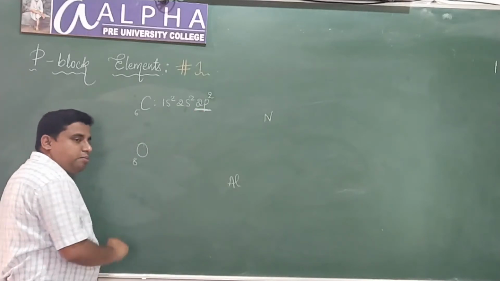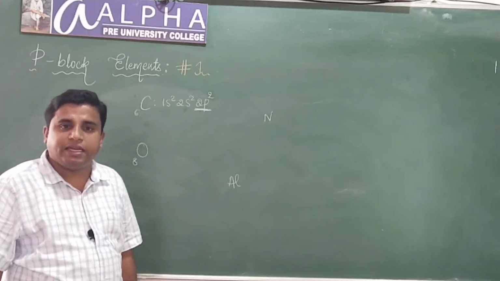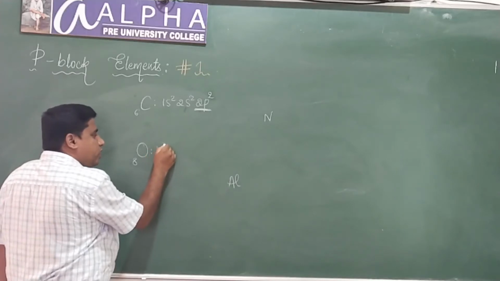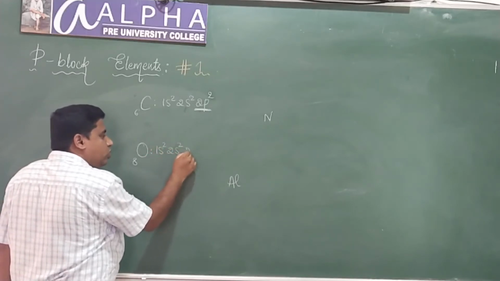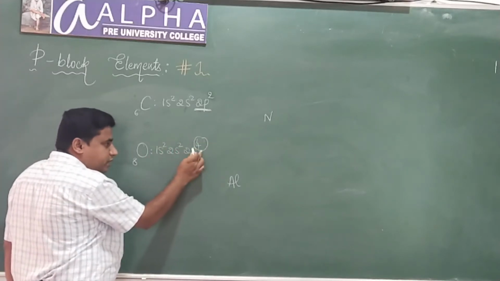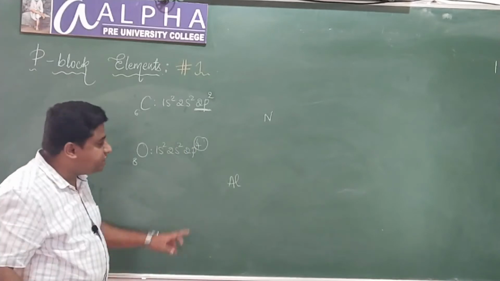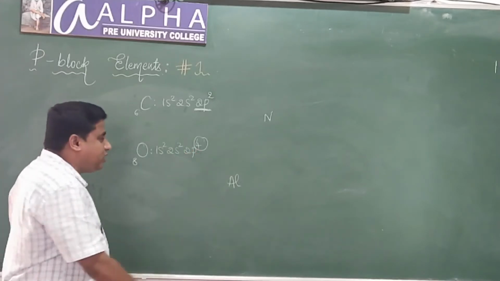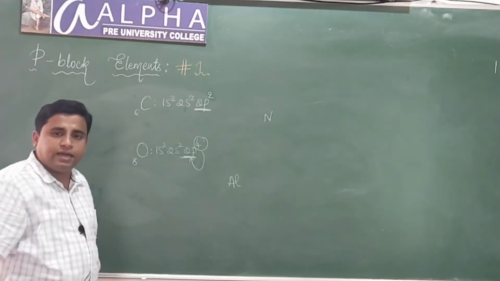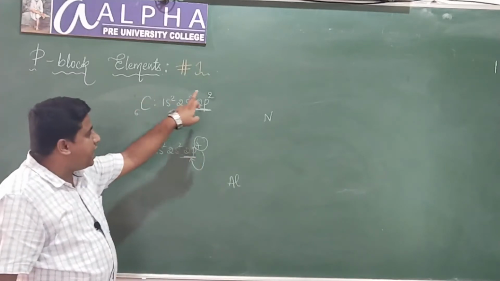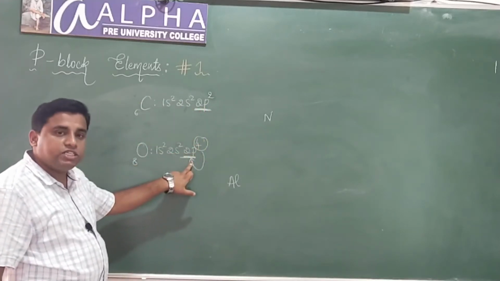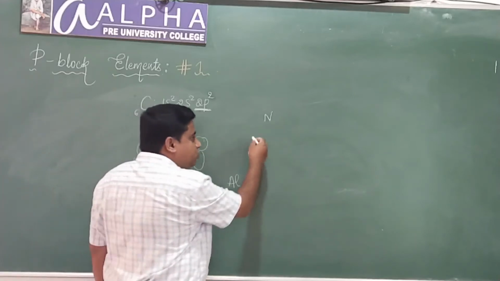What is its atomic number? Oxygen's atomic number is 8. Its electronic configuration is 1s2, 2s2, 2p4. Where is the last electron going? The 8th electron, the last electron, enters the valence p orbital, the last p orbital. Look at carbon: the last electron enters the last p orbital. Look at oxygen: the last electron enters the last p orbital. Same in the case of nitrogen.